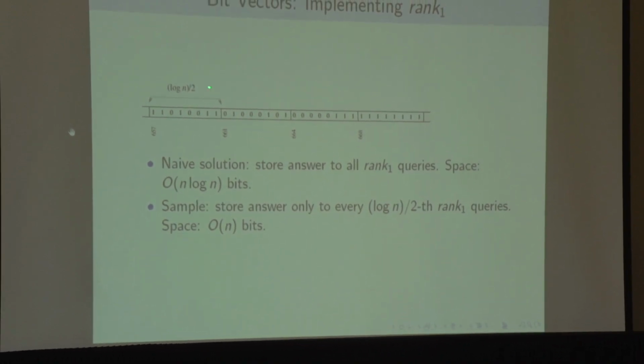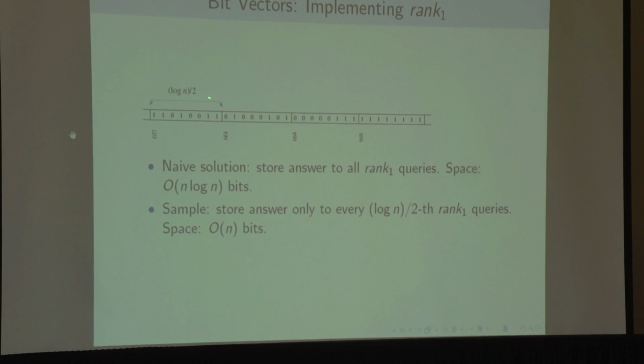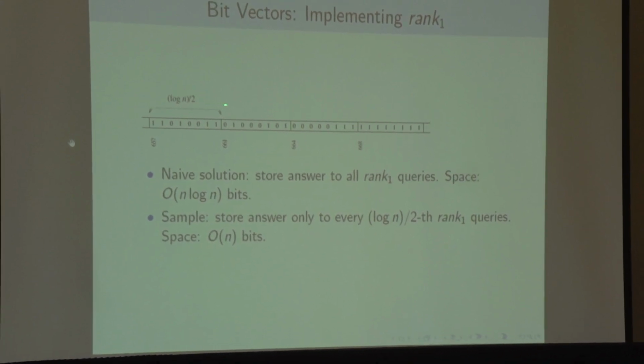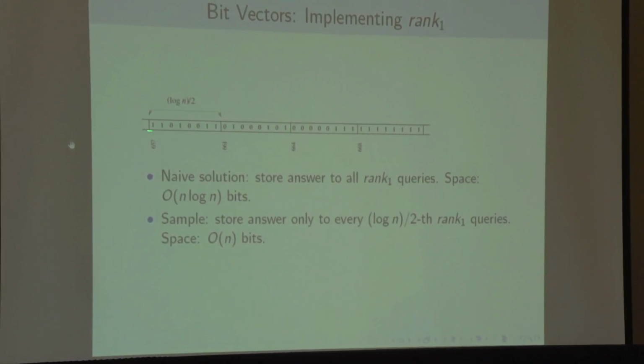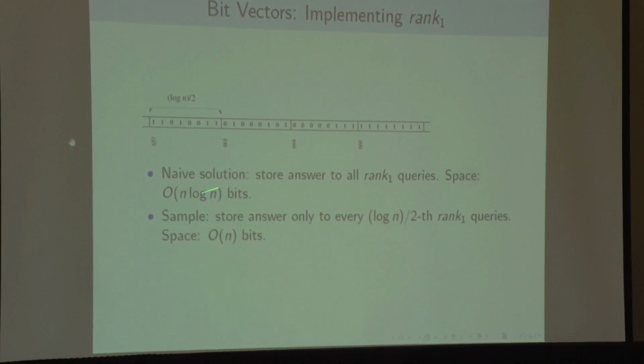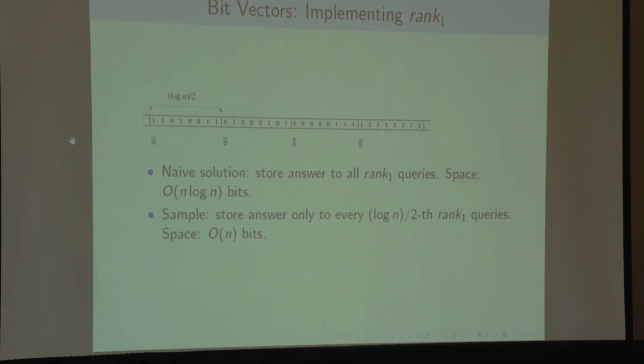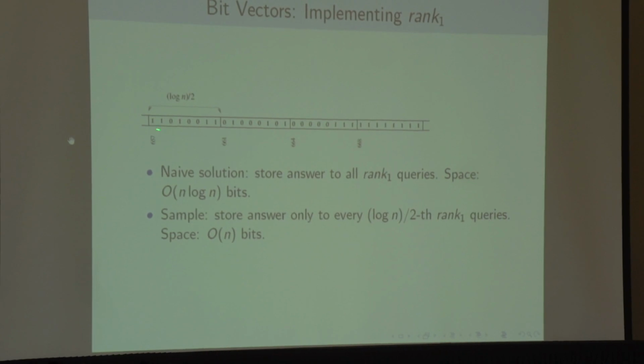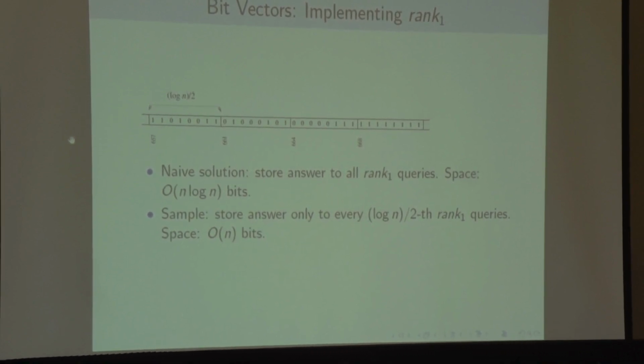So, for example, in this example, let's assume that log n divided by 2 happens to be 8. Then what we do is we just store the sum of the number of ones up to every 8th position. This is called sampling. This obviously reduces the space usage because these are log n bits, and now you're storing only n over log n of these sums. Therefore, you've reduced the space usage from order of n log n to order of n.